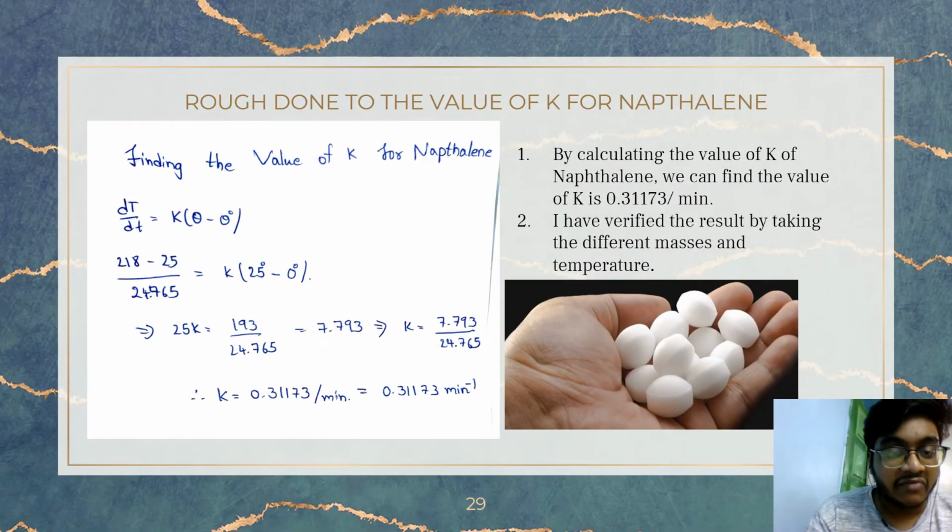Here we have found the value of K for naphthalene by using Newton's law of cooling. By calculating the value of K of naphthalene, we have found that the value of K is 0.31173 minute inverse. I have verified this result by taking different masses and different temperatures also.